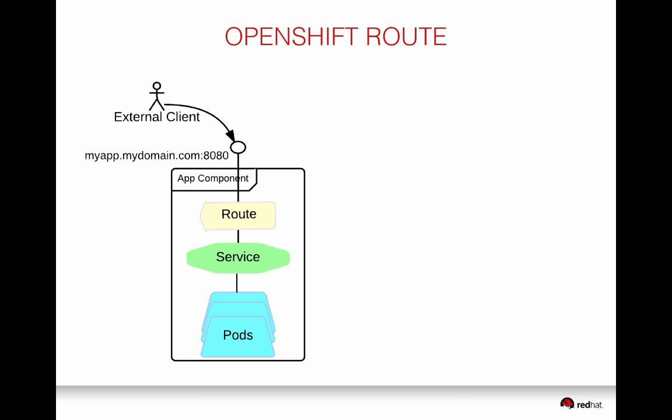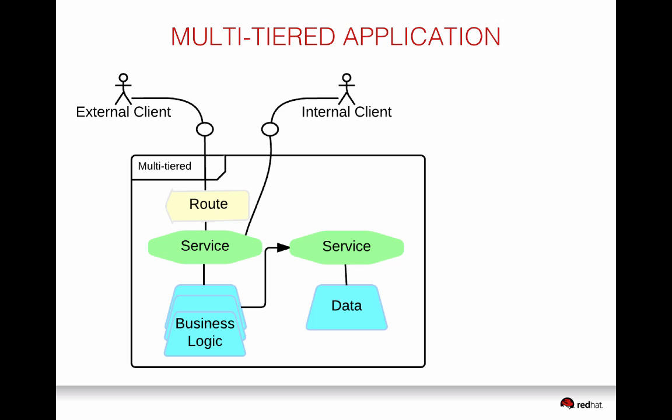Now, if you think about a holistic application that you want to expose to the outside world, you may have it as a multi-tiered app, right? So in such a case, you may have an application that has a database, for example, that's running in its own pod, front-ended by its own service, right? And you may have a pod that runs business logic, and that business logic, if it needs to access data, then it would use the service that is front-ending the database, right?